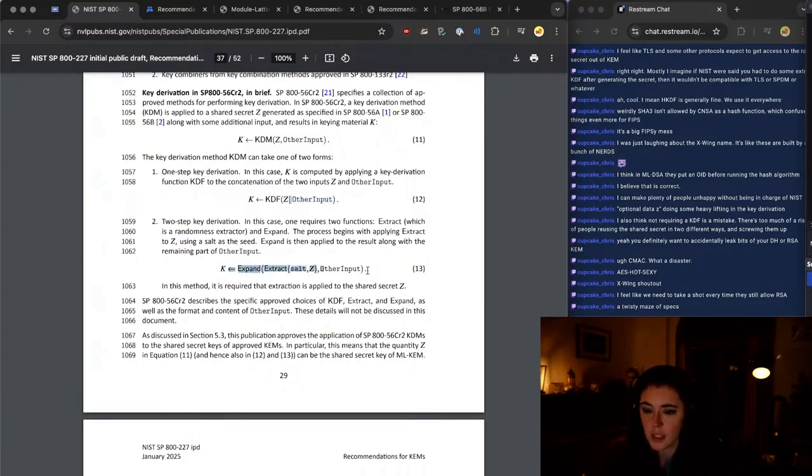Yeah. So this is the extract-expand. This is the HKDF style, and I guess you could make an argument that absorb and squeeze is similar to a randomness extractor followed by expand. So if you're familiar with HKDF, look, it's HKDF. And then the extract is putting in the shared secret as salt, and then that is shoved in with other input.